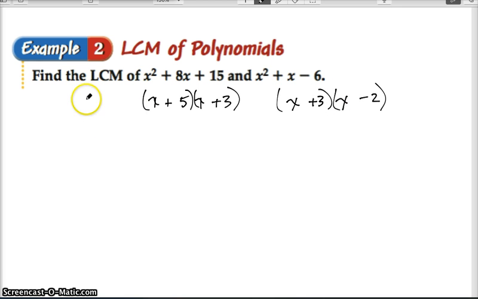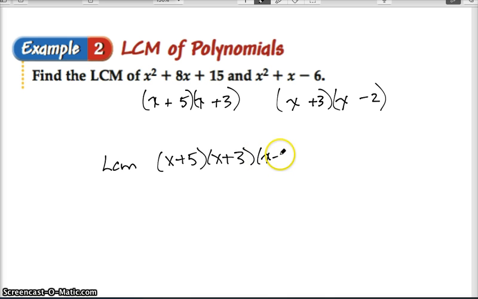And so now if I had to find the LCM, the least common multiple, or the number that both of these can divide into evenly, my LCM must contain all of this number, x plus 5 times x plus 3, and it must contain all of this number. It already has part of the number though. It has x plus 3 in it. It needs x minus 2. So my LCM, which in this case I'm not going to FOIL out because it doesn't help me, is this.